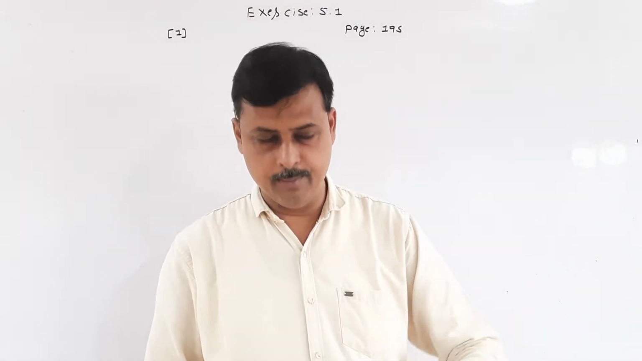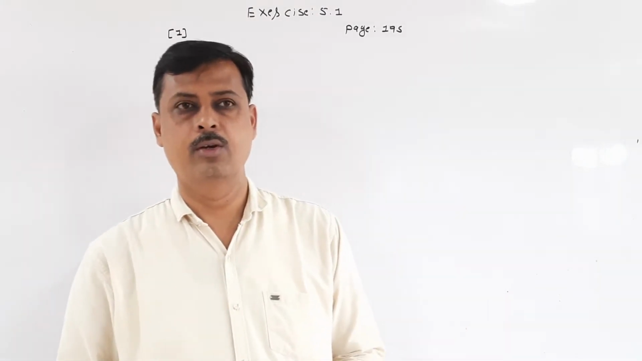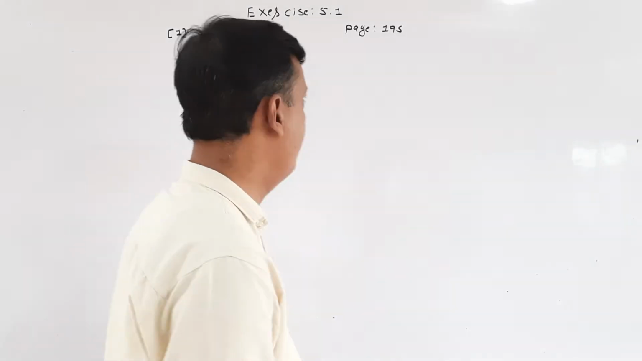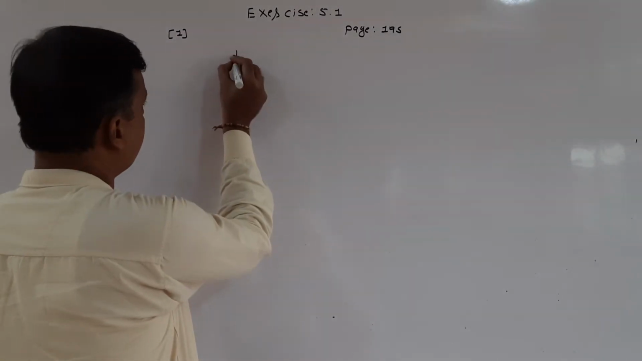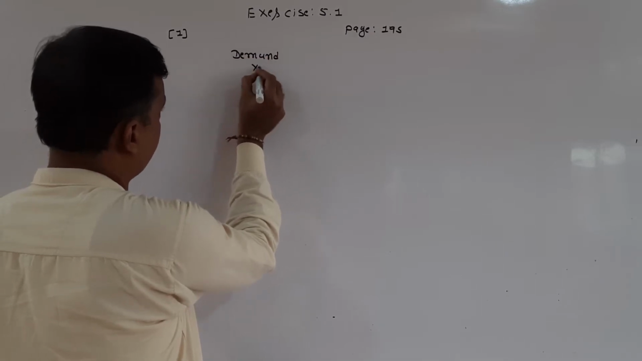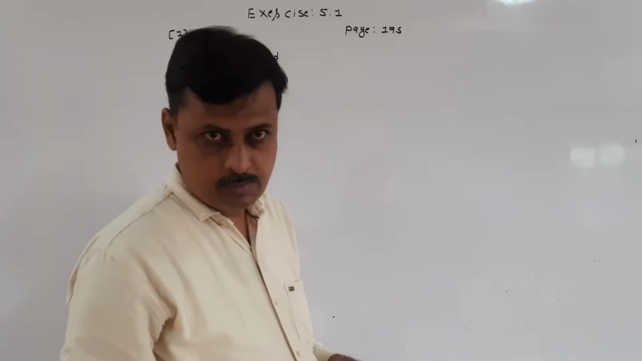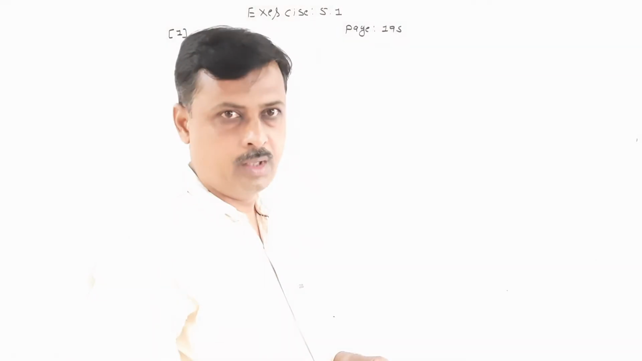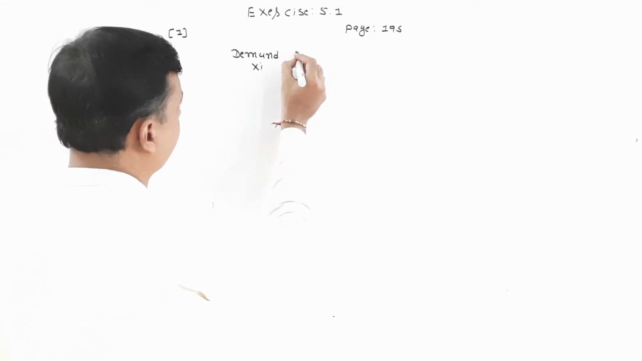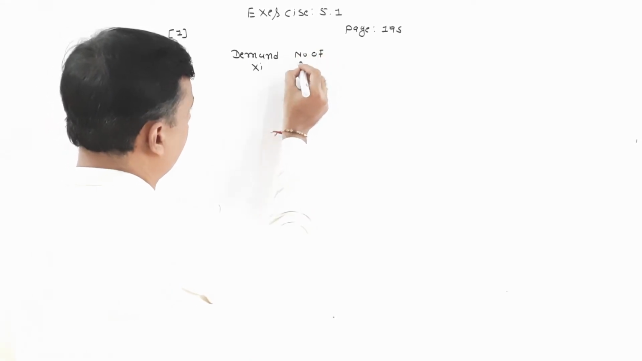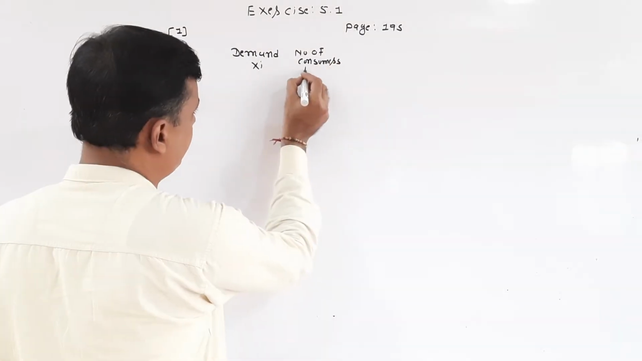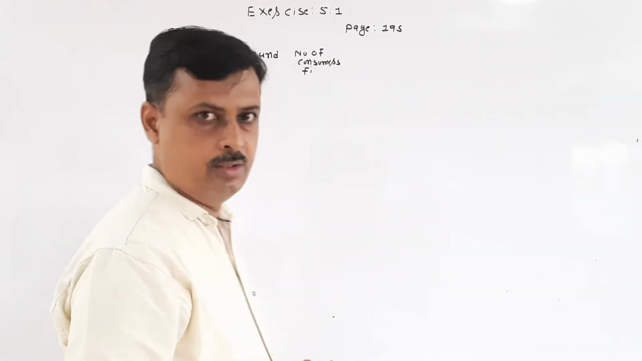So demand and number of consumers. I am taking demand as an observation xi, and number of consumers as fi.